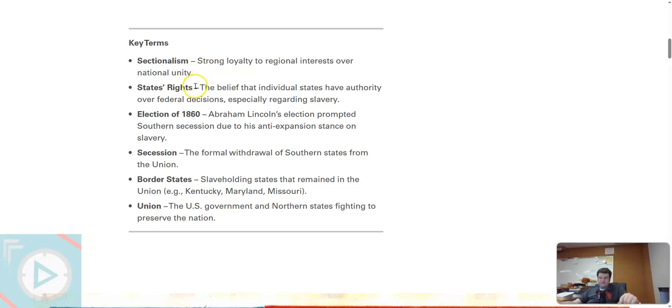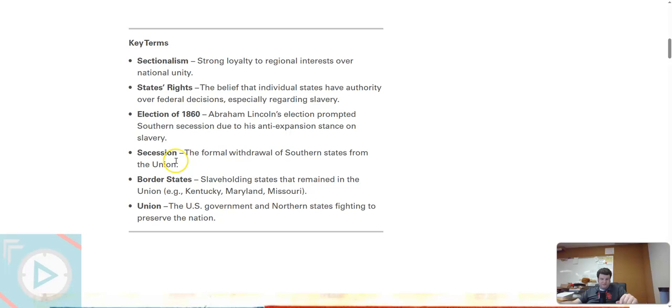Things like that. We see states' rights as another concept that comes up, the belief that individual states have authority over federal decisions. In the context of the 1800s, 1860s, it is the states' rights on the issue of slavery. Pretty much anytime you hear the word states' rights in the Civil War, it means slavery. We're also looking at the election of 1860, which we'll go into more detail, but this is kind of one of the key points to triggering the whole mess.